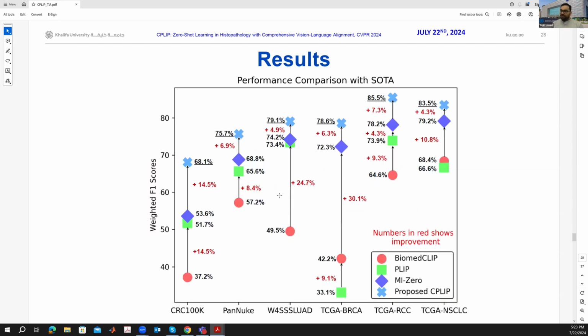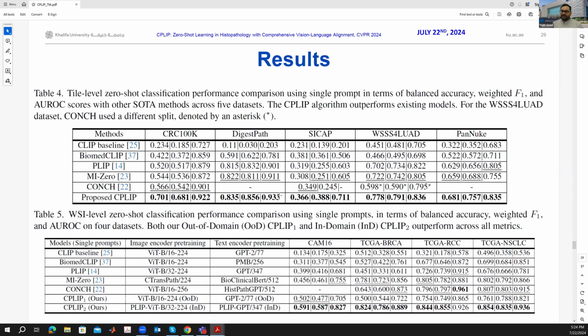Here is the performance produced by our CPLIP algorithm. You can see the weighted average F1 score computed for different data sets, and CPLIP is improving performance by almost 10 to 12% compared to the existing vision language models such as PLIP, MI-Zero, and BiomedCLIP. More specifically, you can see the tile-based classification performance on CRC 100K, DigestPath, SICAP, WSSS4LUAD, and PanNuke data sets, where we have shown very strong generalization and zero-shot capabilities of our CPLIP model compared to the Quilt, MI-Zero, and PLIP models.